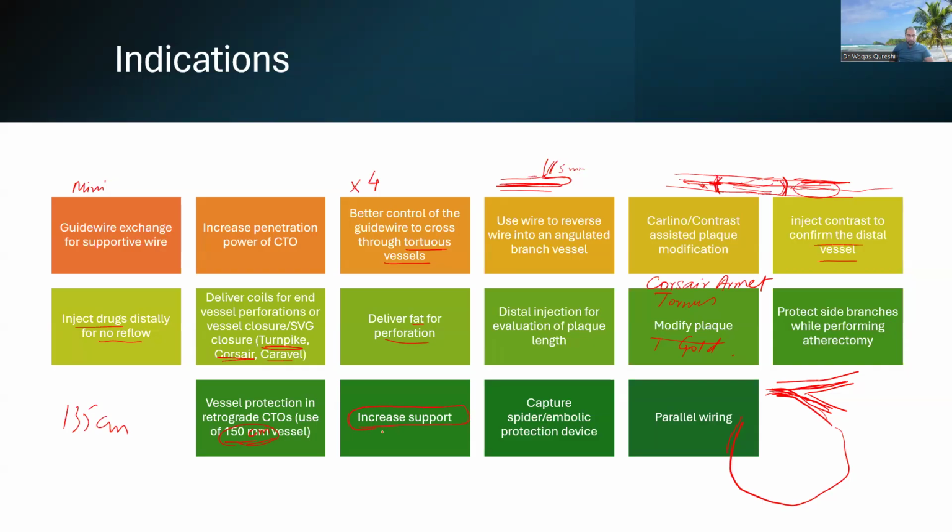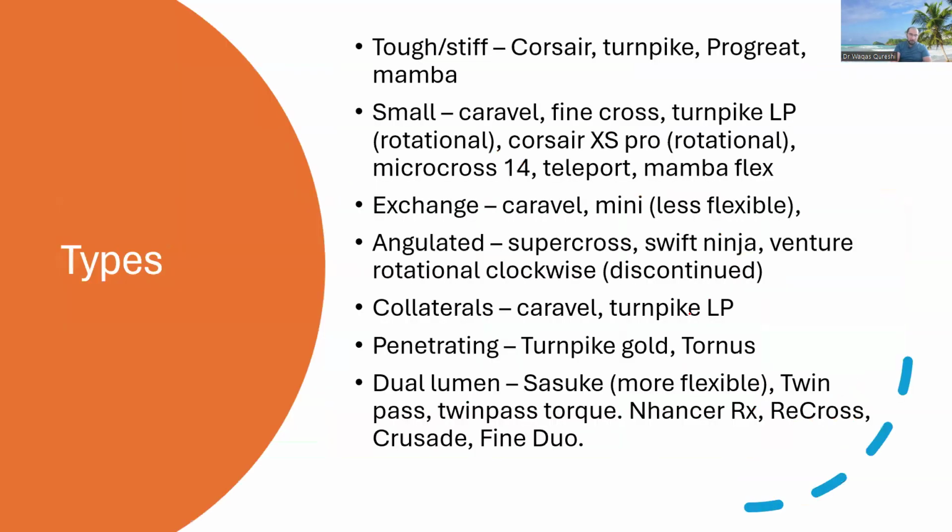Some of the microcatheters are stiff, especially the large microcatheters. I'll go over the large microcatheters in the next slide. It can also help in capturing spider or embolic protection devices. Sometimes the embolic protection devices come with some kind of microcatheter, which can help you pull the device back inside the microcatheter. However, sometimes it's not possible, or the microcatheter can drop. You can use some of the microcatheters to capture these embolic devices. And I talked about this already, that you can use it for parallel wiring. So quite a bit of uses.